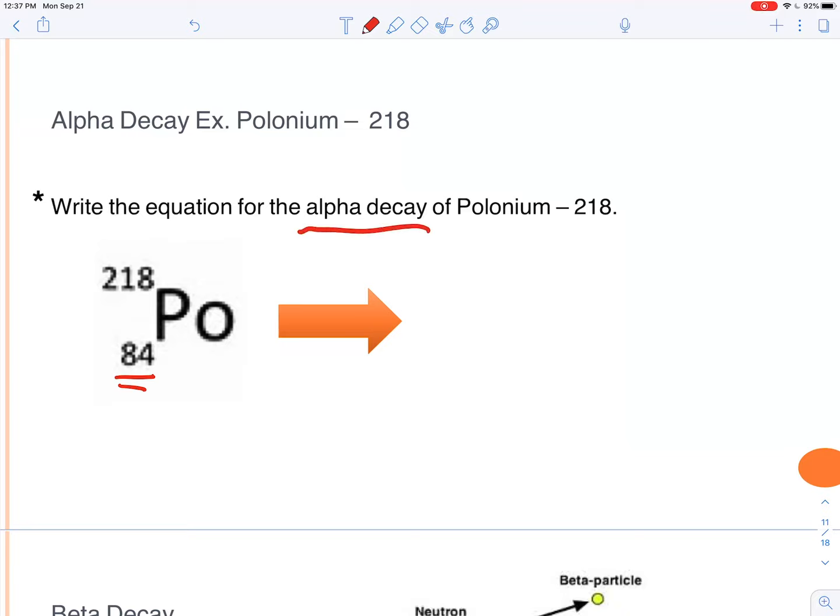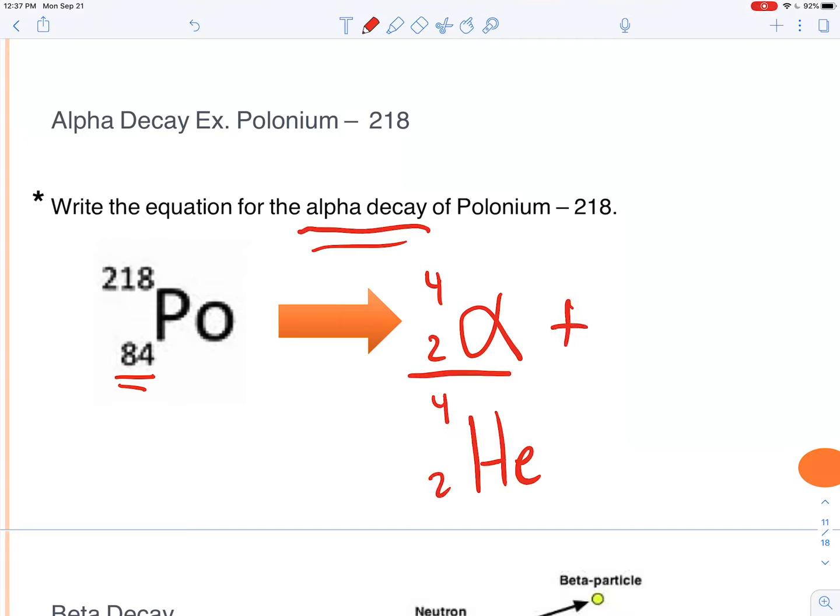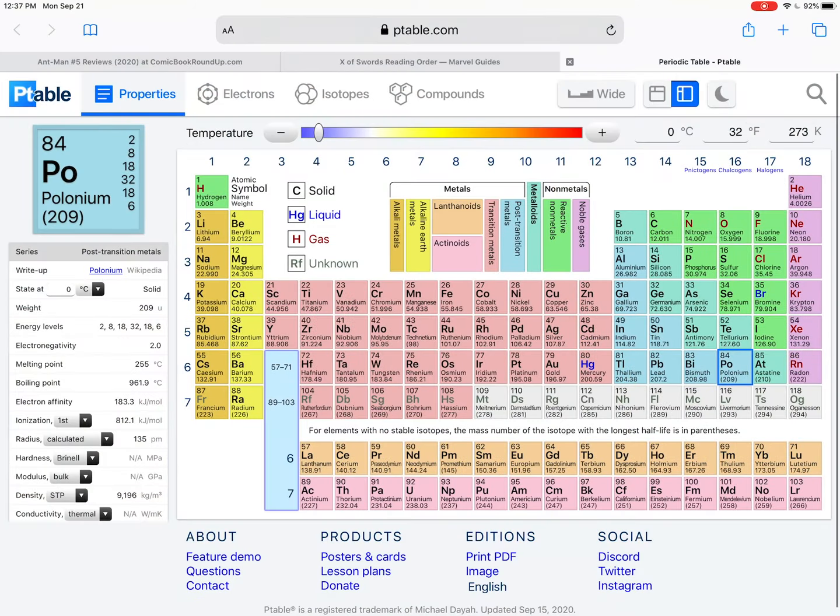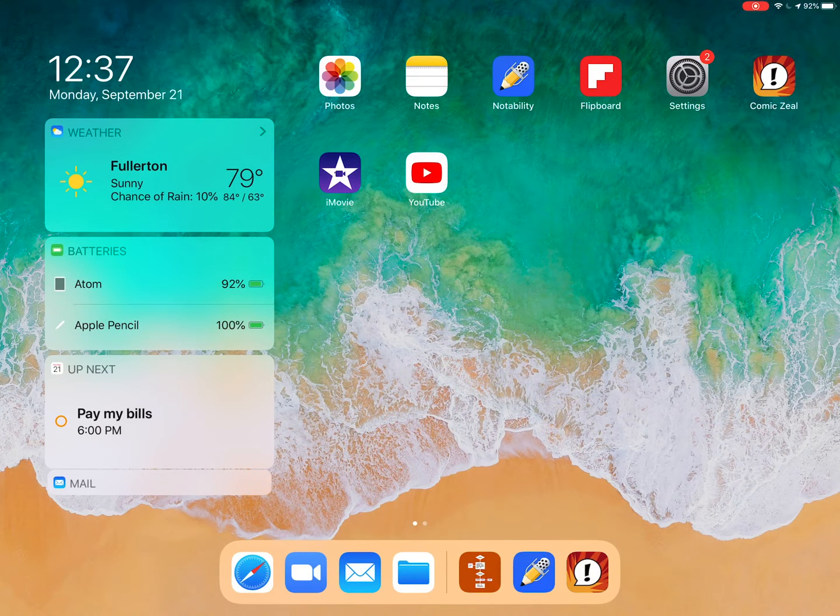So if you see alpha decay, the first thing I would write is my alpha particle. You can also write helium, it's the same thing. So 4 and 2. Plus, so we got two products here. Plus we're going to get, remember the atomic number decreases by 2, and the top number decreases by 4. So you want to look up what element has 82 protons. We take a look here. 82 protons is going to be lead, Pb.